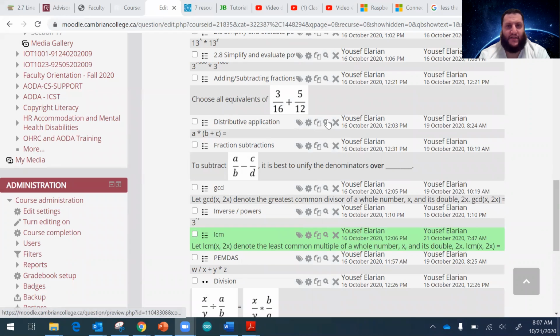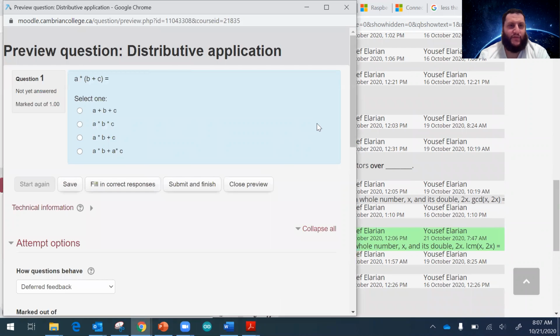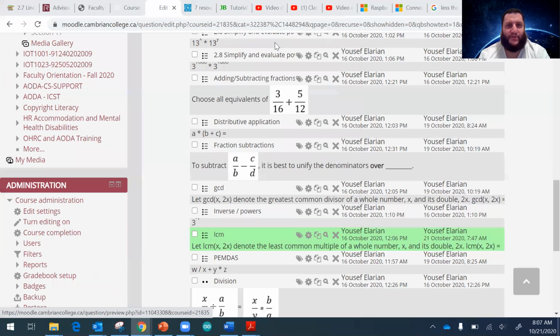And let's see the distributive property application. A multiplied by the sum of B plus C. In this case, multiplication will be distributed, and the answer will be A multiplied by B plus A multiplied by C. It will go to each one of the inside arguments or numbers.